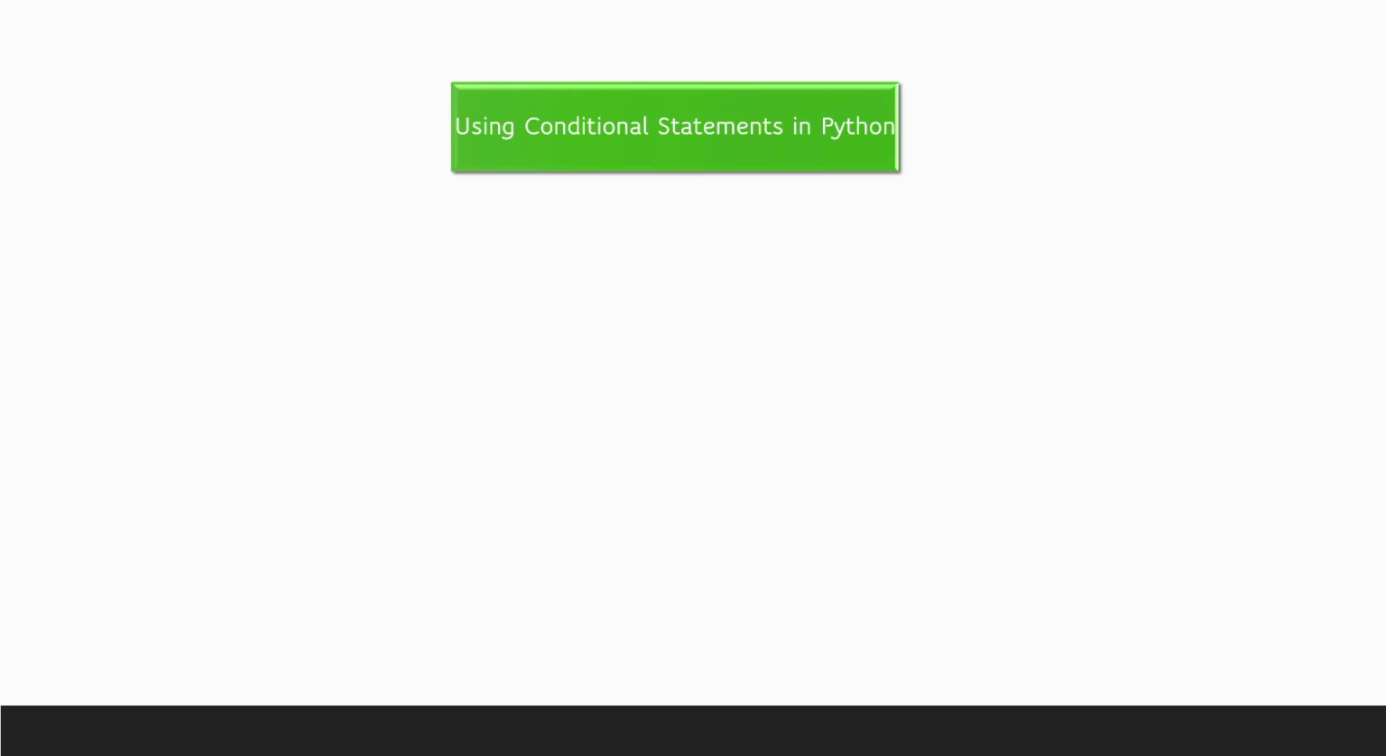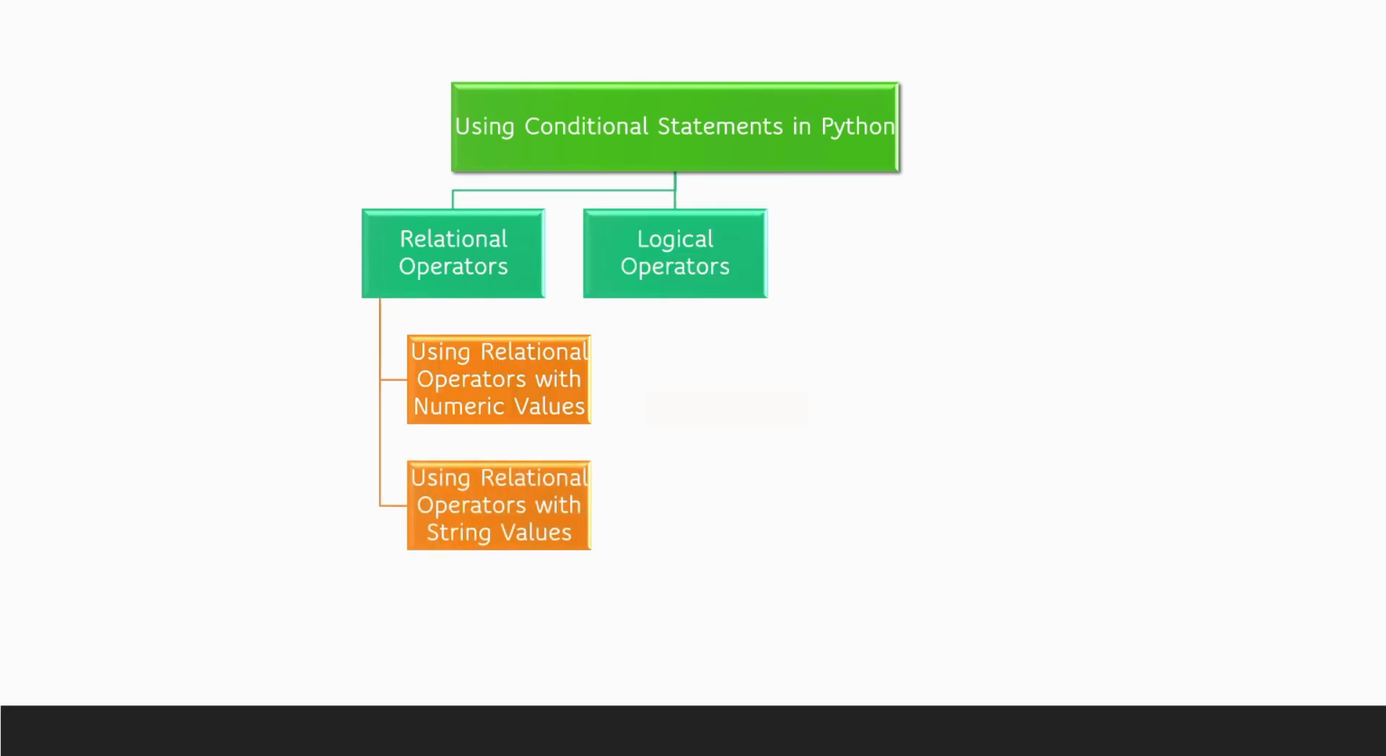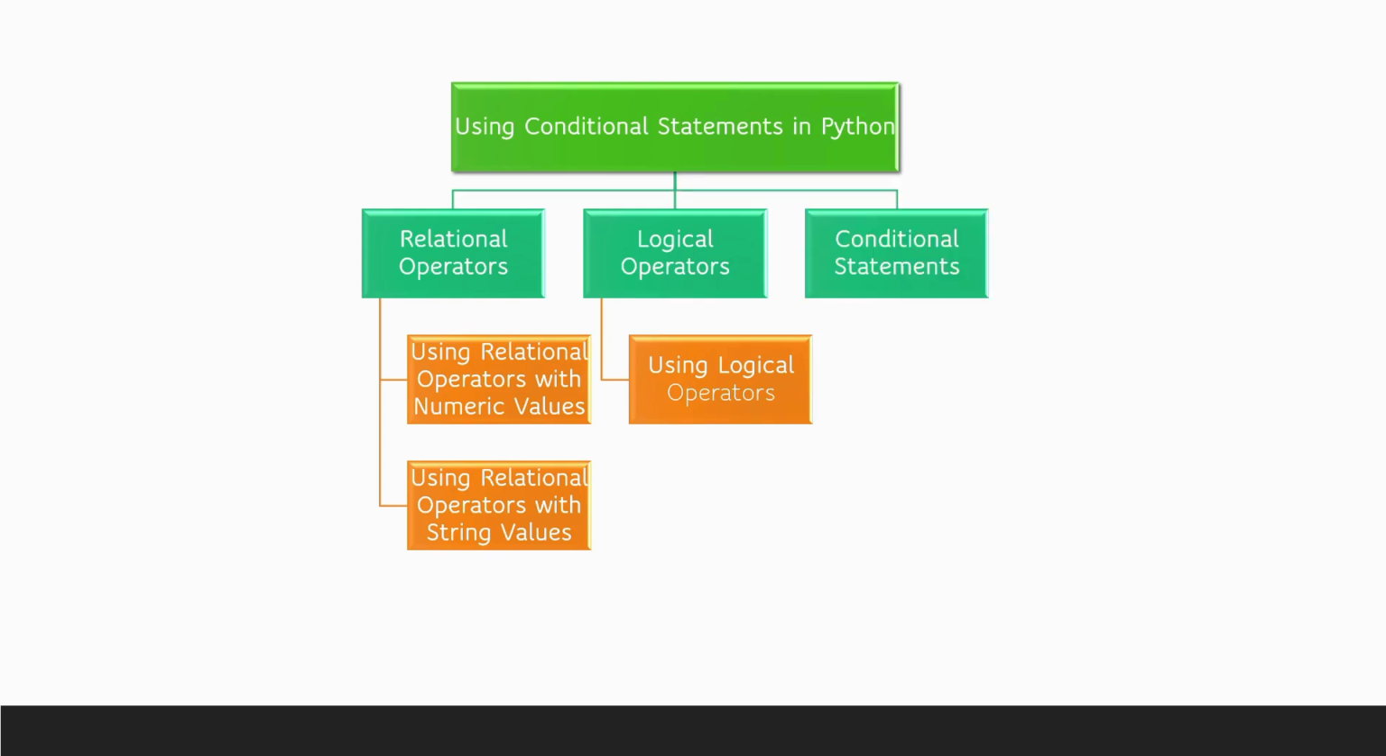In this lesson, we learn how Python makes decisions using conditional statements. First, we use relational operators like greater than, less than, or equal to compare values. These can be used with both numbers and strings. Next, logical operators such as and, or, and not help combine multiple conditions. Finally, we use conditional statements.